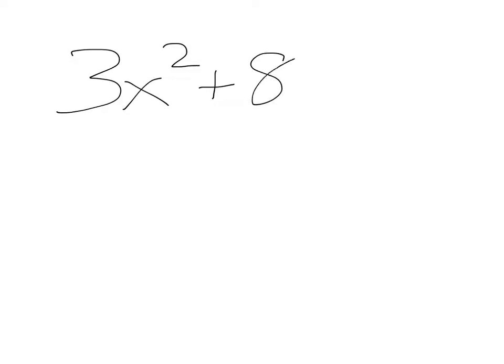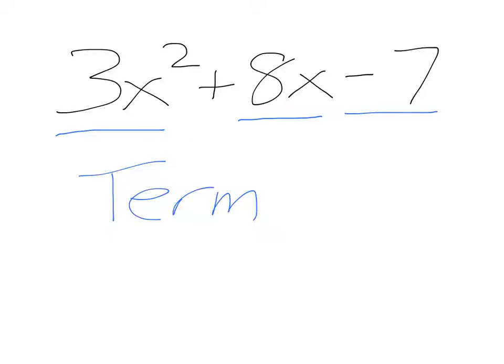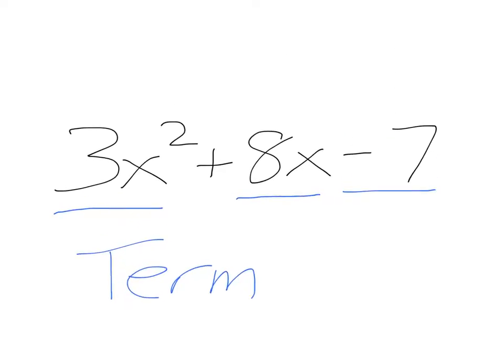between addition and subtraction signs. So, for example, I might have something like 3x squared plus 8x minus 7. And this is an algebraic expression. Each one of these parts, the 3x squared, the 8x, and actually the negative 7, is what we call a term. Those are called terms.